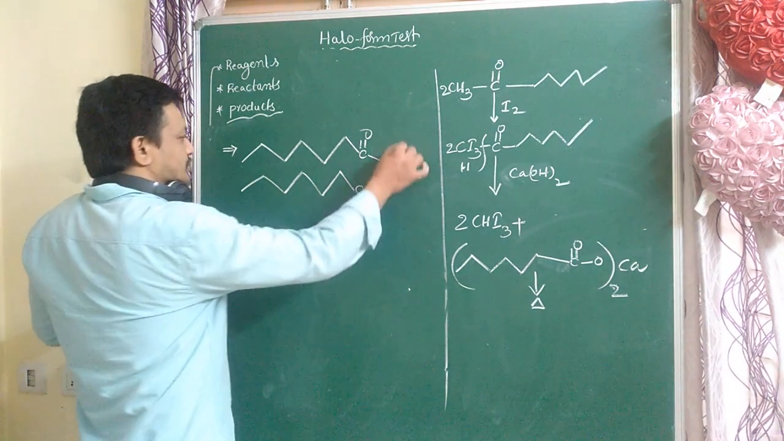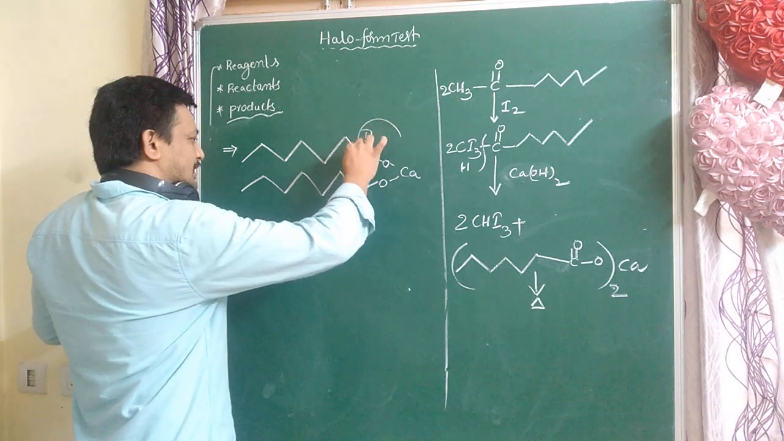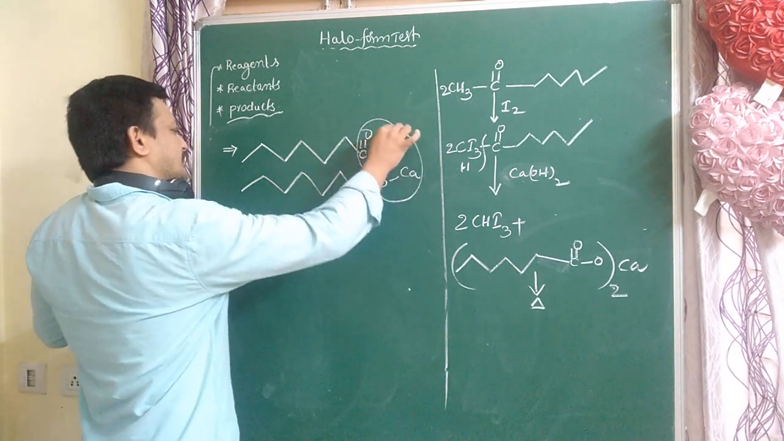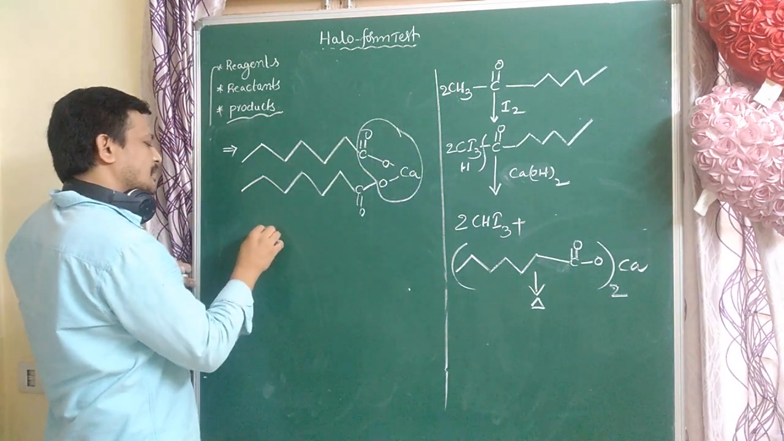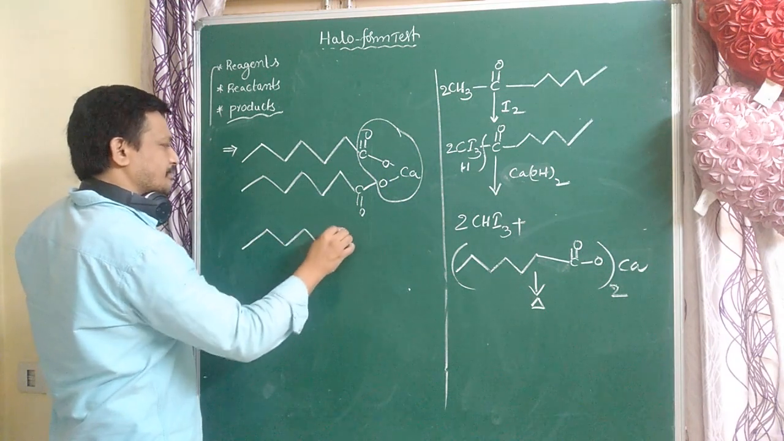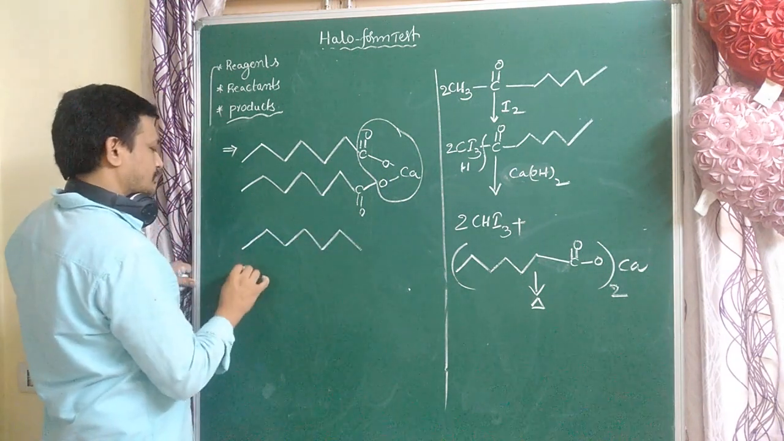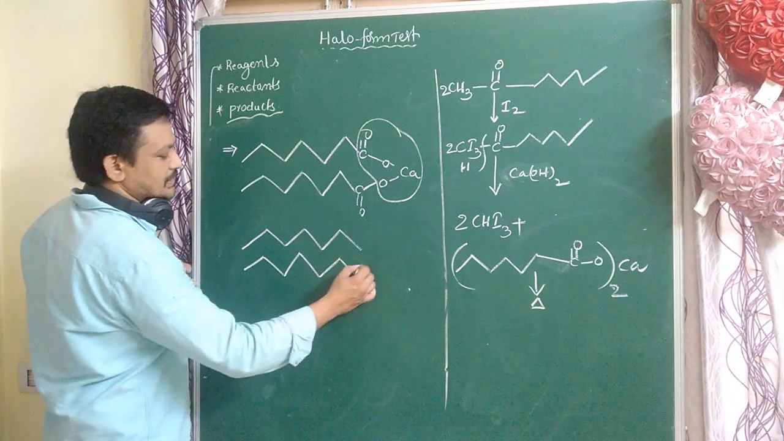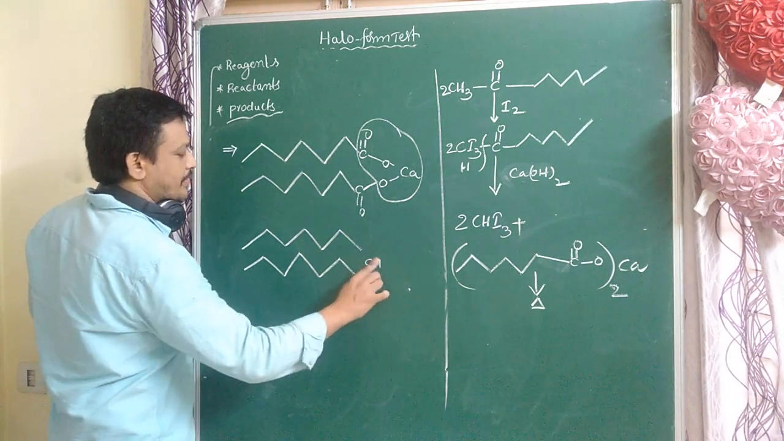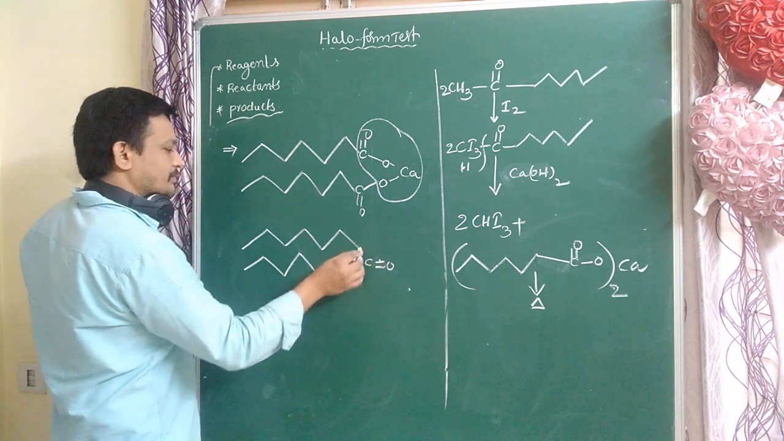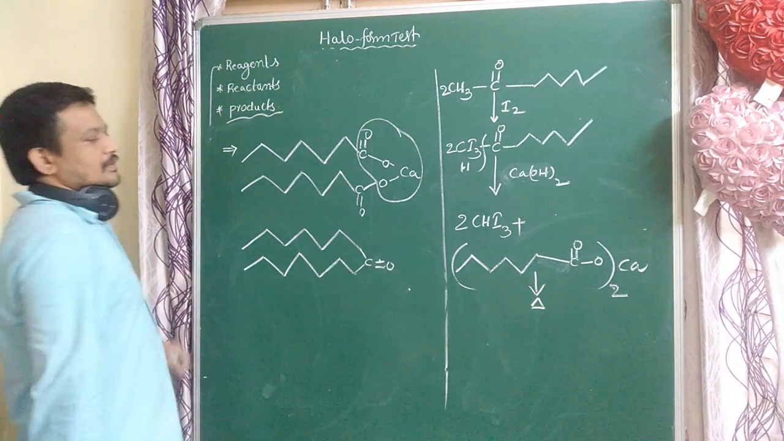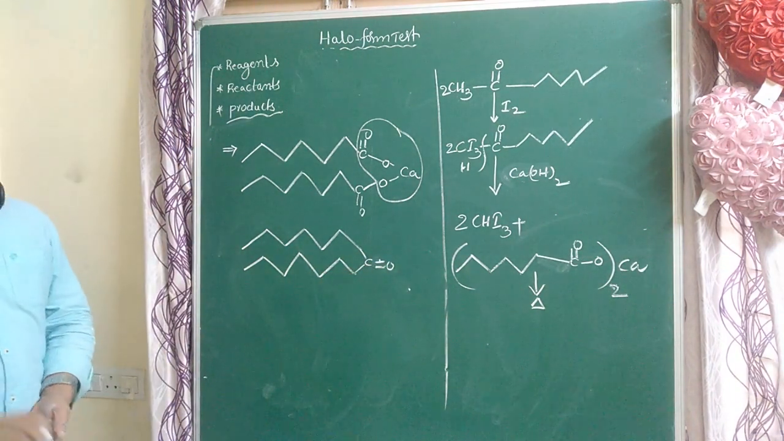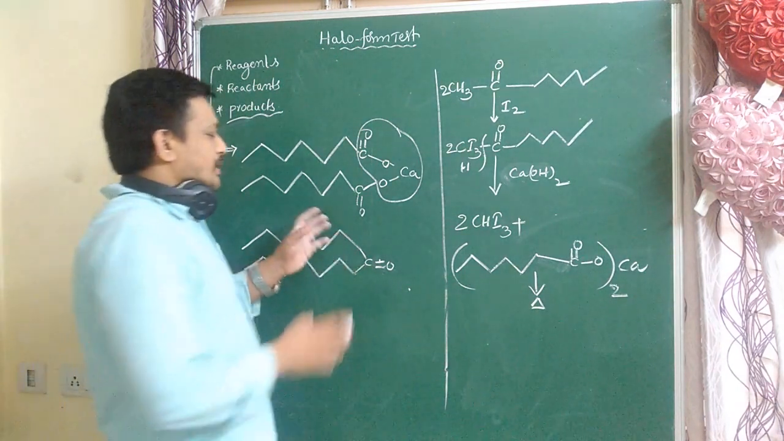So a breakage of CaCO3 to convert to ketones. Here C double bond O in both carbons. So distillation followed by delta to convert to ketones.